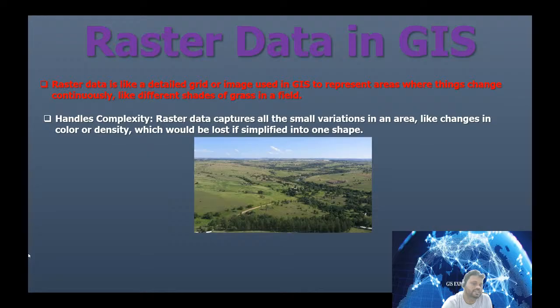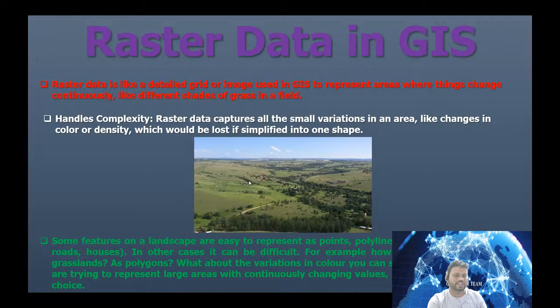So this is raster data, a detailed grid or image used in GIS to represent areas where things change continuously, like different densities of grass in a field. Here, the more greenery there is, the higher the density of the plants. The dark color is showing high density, and here there is some faint color. So raster data is a combination of pixels, and it depends on your bit depth.